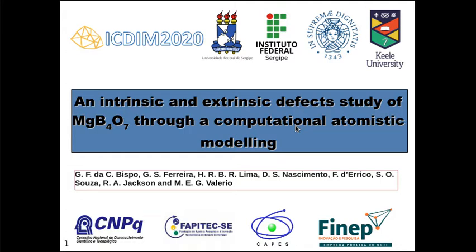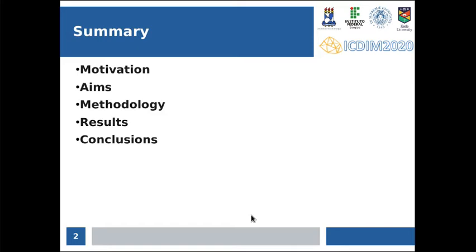This presentation is divided into motivation, where we will talk about why magnesium tetraborate doped with lanthanides is important for the dosimetry area, pointing out some open questions about this material. After, we will present the aims. In the methodology, we will explain the classical atomistic modeling applied, giving a short discussion about the potentials used to describe this material. In results, we show the calculations for intrinsic and extrinsic defects, comparing with some experimental results, and the conclusions of the work.